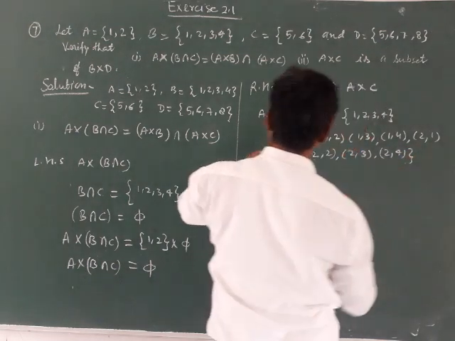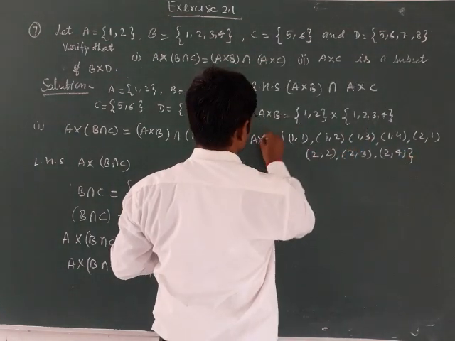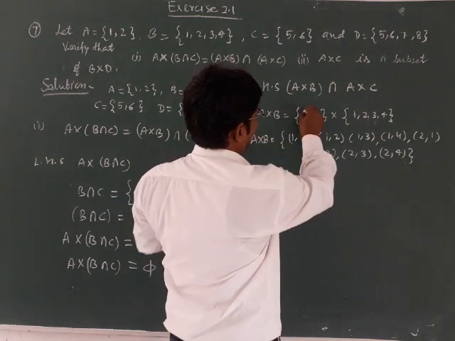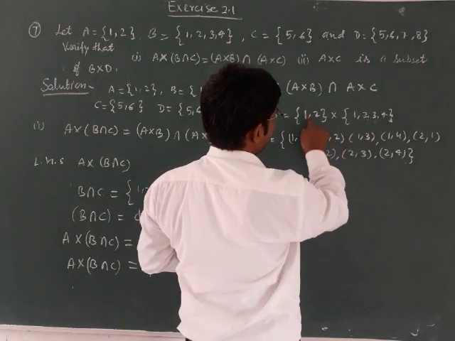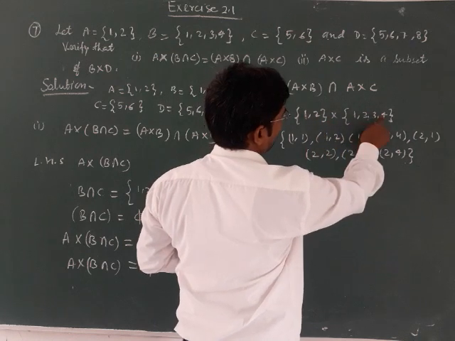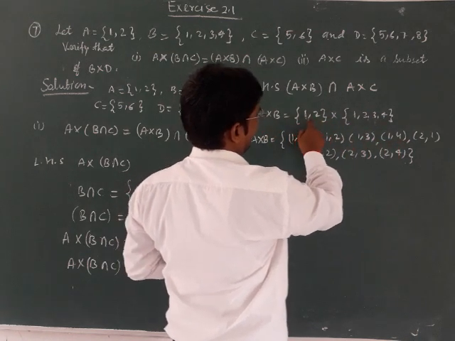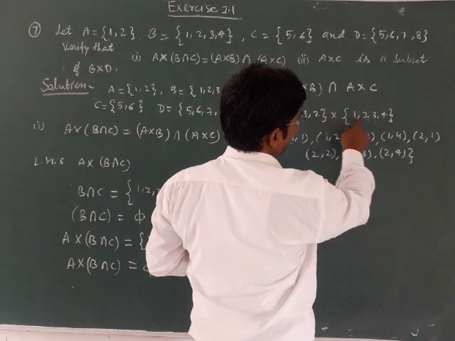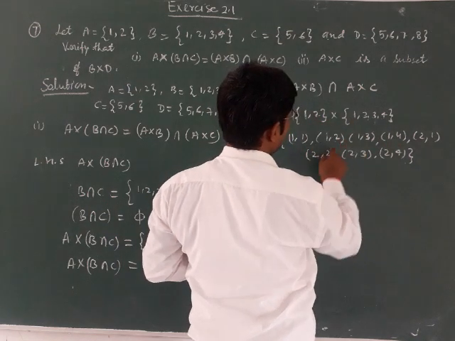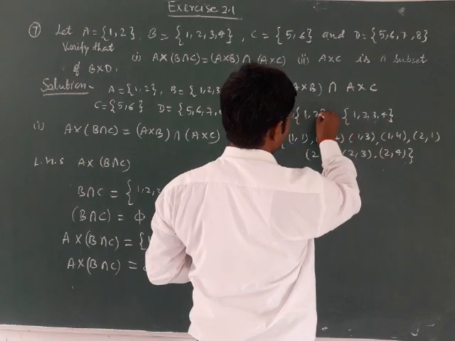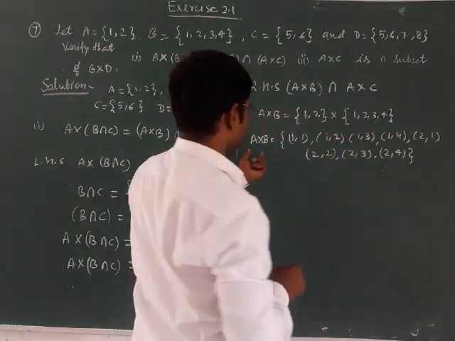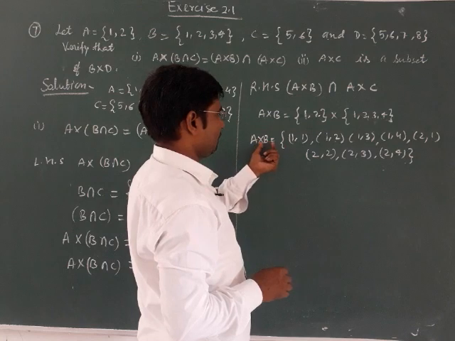So this is A cross B: 1, 1; 1, 2; 1, 3; 1, 4; and 2, 1; 2, 2; 2, 3; 2, 4. So these are the ordered pairs of A cross B.